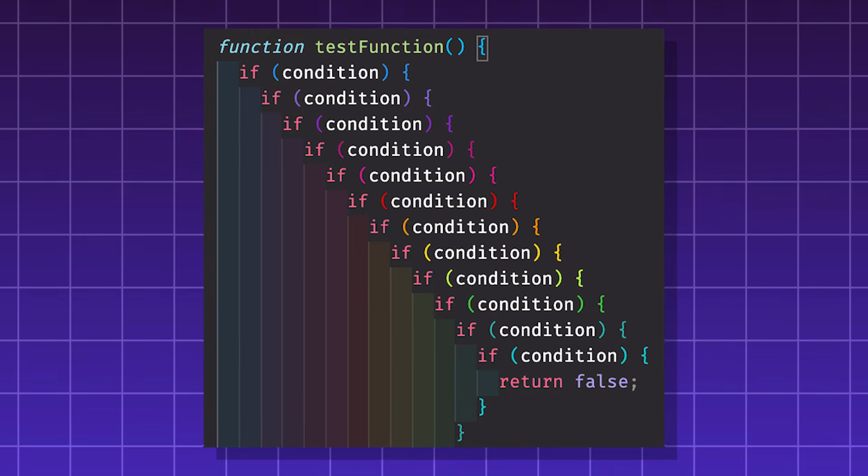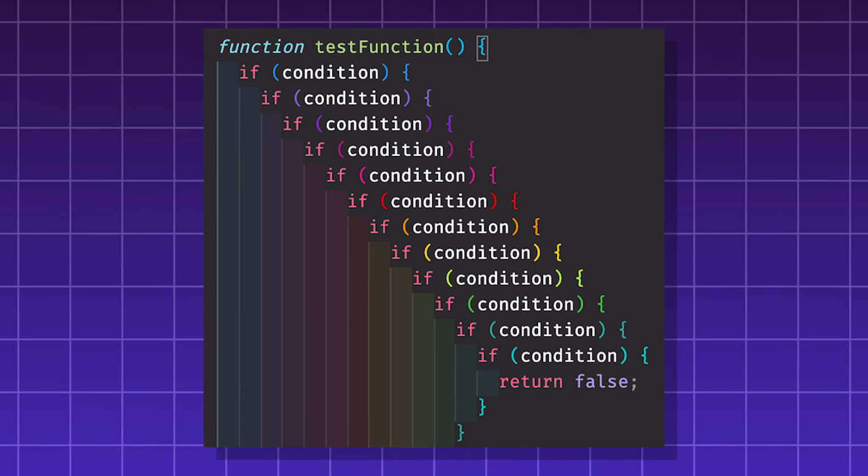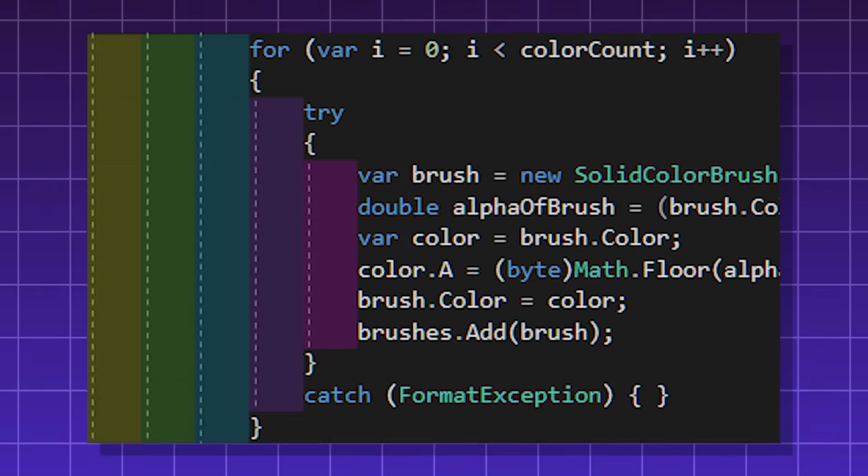Indent Rainbow, a VS Code extension that colorizes indentation levels in your code, making nested blocks visually distinct.